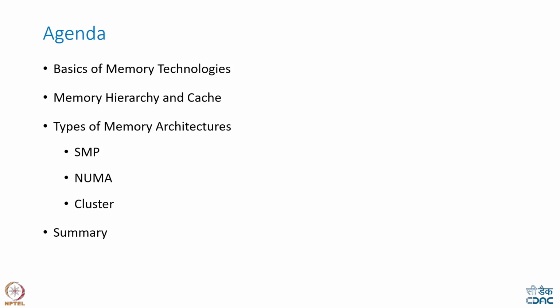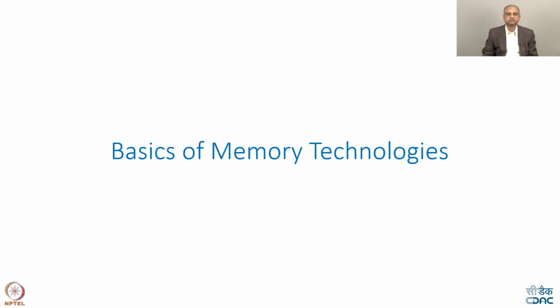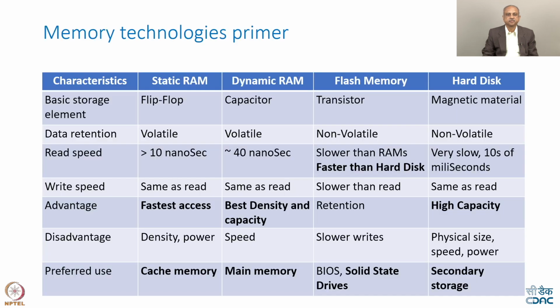We will begin with the basics of memory technologies. Then we will see how memory is hierarchically organized and the role of cache in it. Then we will see the different types of memory architectures, namely symmetric multiprocessing, non-uniform memory access and cluster. So, let us get going with the basics of memory technologies.